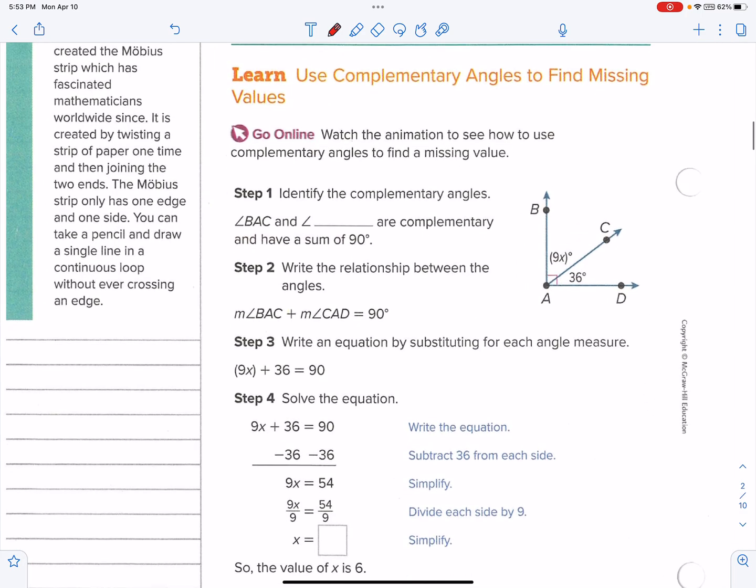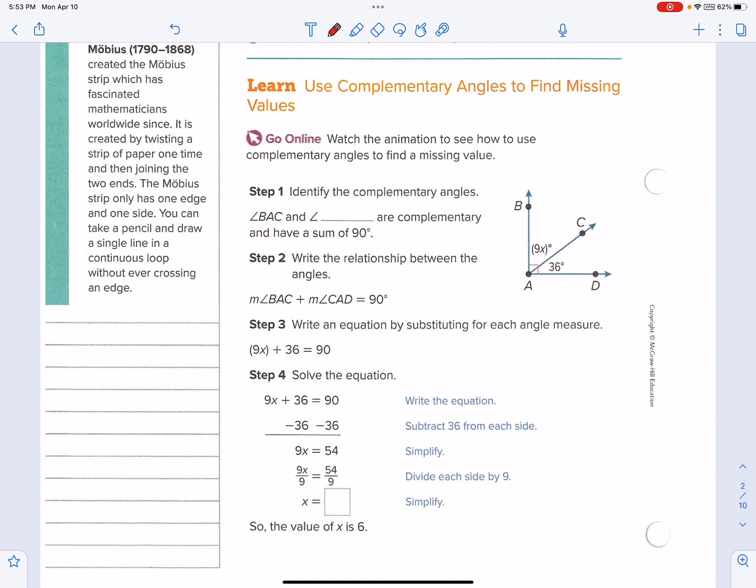All right, let's look at the next section. Use complementary angles to find missing values. So step one, they're saying angle BAC and angle CAD are complementary and have a sum of 90 degrees. Write the relationship between angles. All we would do is write the measurement of angle BAC, and that's what that symbol M means, measurement of angle BAC equals 90.